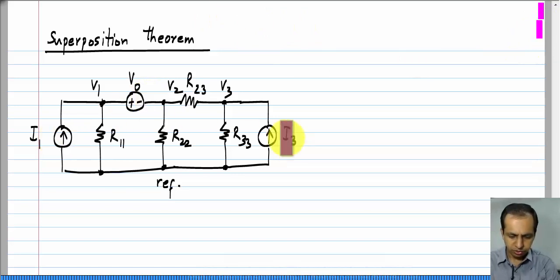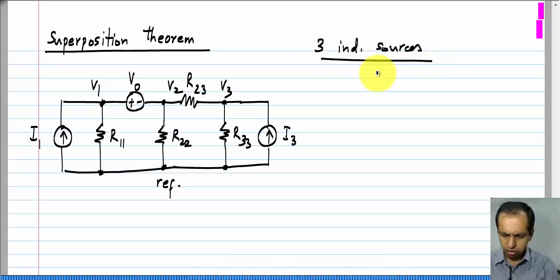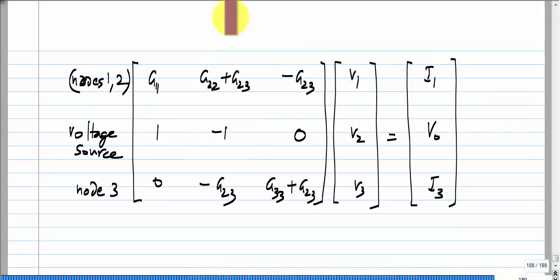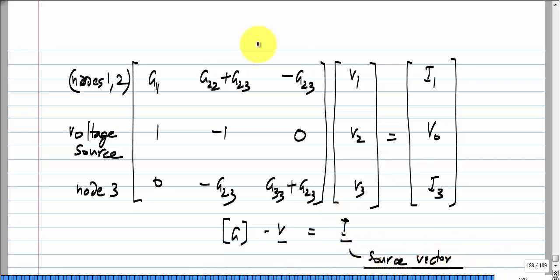Okay. So, now you can see three sources here. The current I 1, the voltage source V 0 and the current source I 2. Okay. Now, if we carry out nodal analysis of this, we will arrive at these equations. Okay. This is the G matrix times the unknown vector of node voltages being equal to the vector of independent sources. Okay. As I mentioned earlier while carrying out nodal analysis, this source vector, although I use the letter I to denote it, in this case it contains both currents and voltages.